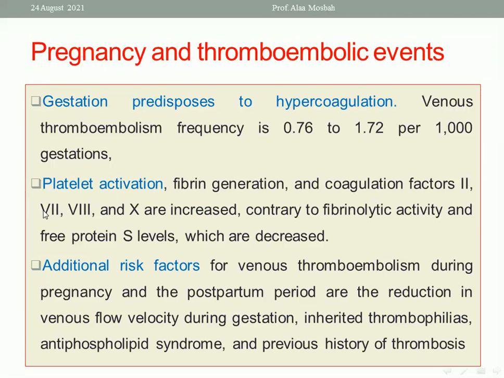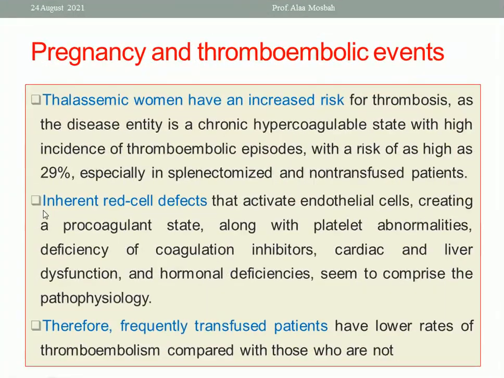What about if the patient has a thalassemia also? The risk is much higher because thalassemia increases the risk of thromboembolism. So there is increase in the risk of thromboembolism due to thalassemia, with a risk as high as 29%, especially in splenectomized and non-transfused patients. And this is very important because thrombosis and thromboembolism is life-threatening.